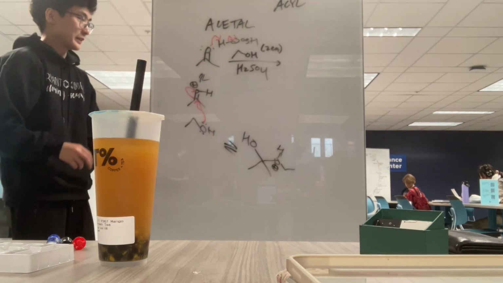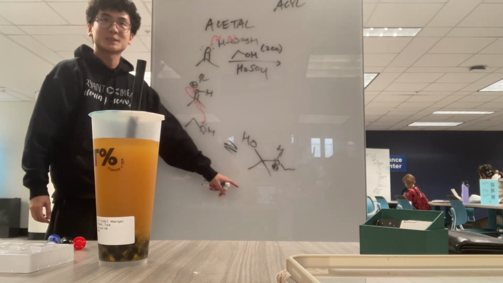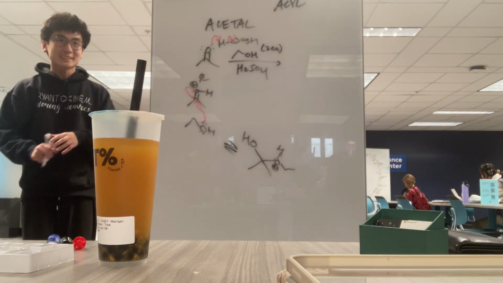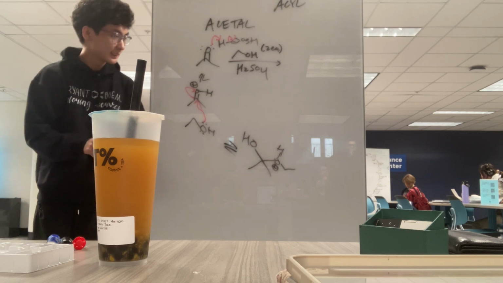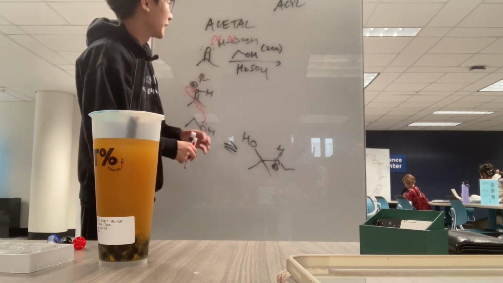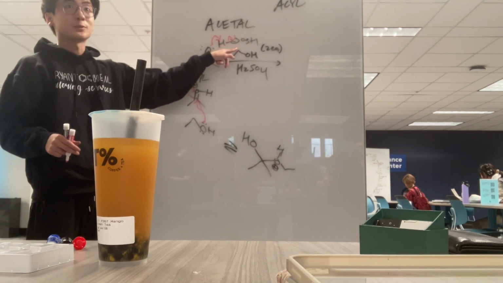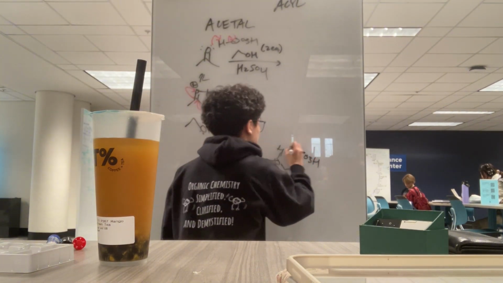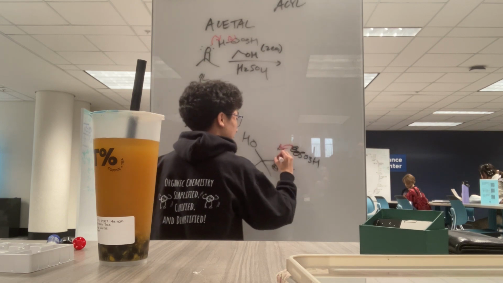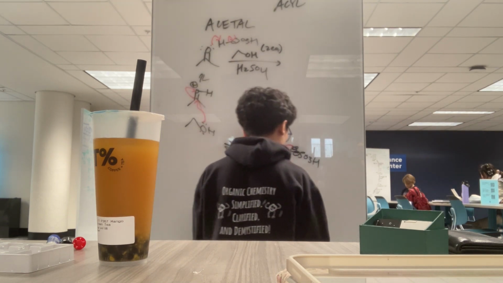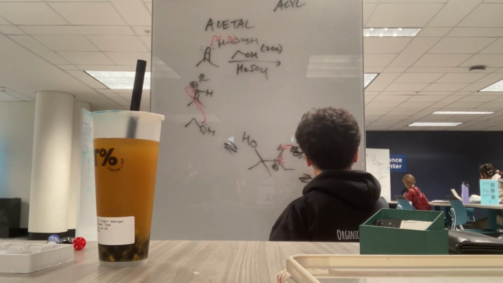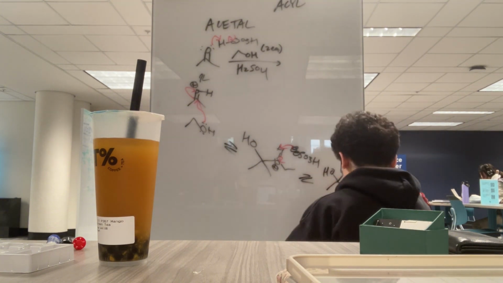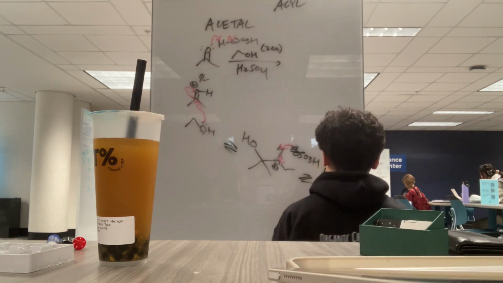Now, what do you guys think the next step is going to be from this intermediate here? Yes, this hydrogen will be removed by HSO4 minus that we formed in the first step. So the HSO4 minus comes back to grab that hydrogen and neutralize that positive charge oxygen. Right? And what did we just form here? What functional group is this? Hemiacetal, yes.